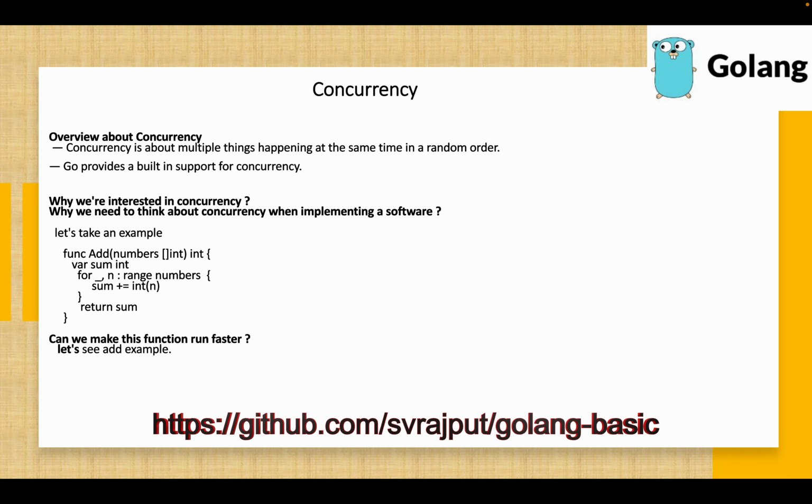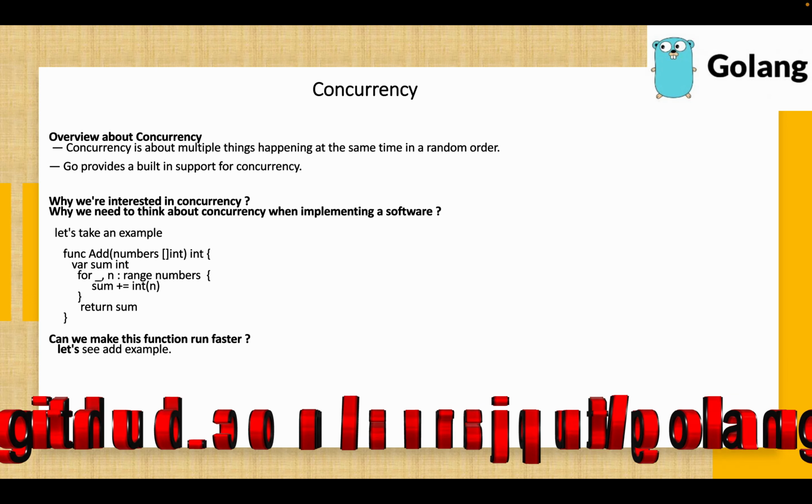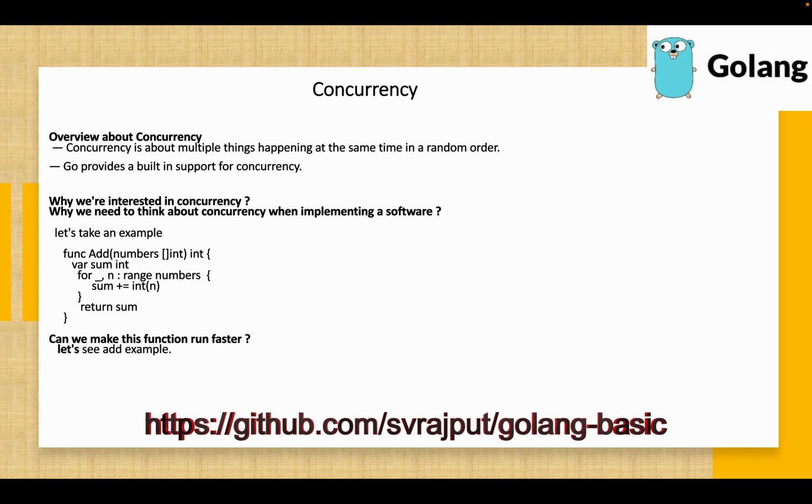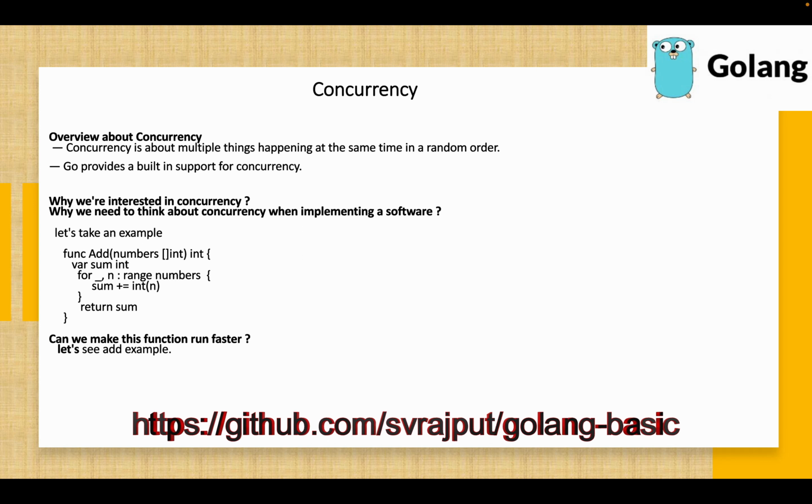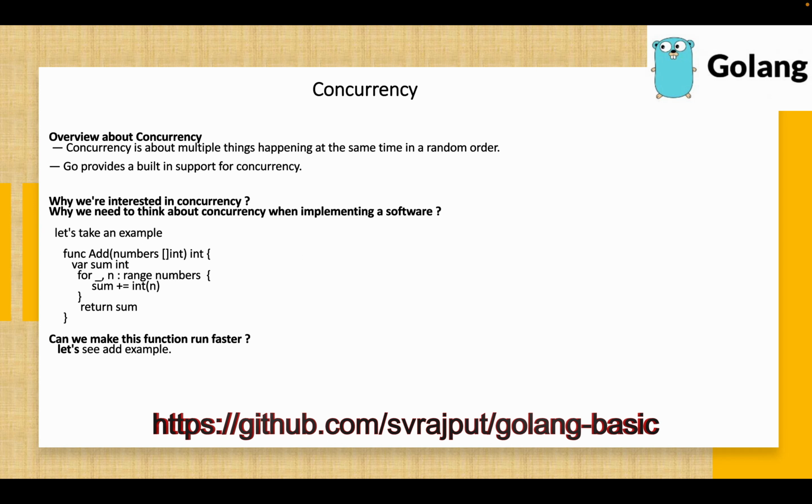Concurrency is about multiple things happening at the same time in a random order. Go provides built-in support for concurrency. Because of this reason, people choose Go over other languages. So let's see why we are interested in concurrency and why we need to think about concurrency while implementing software. Let's talk about an example of addition.